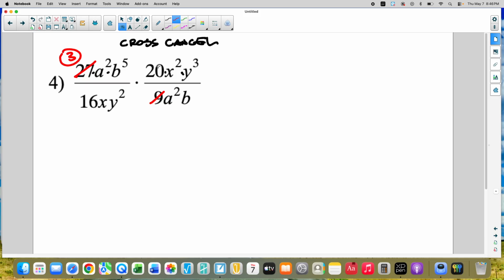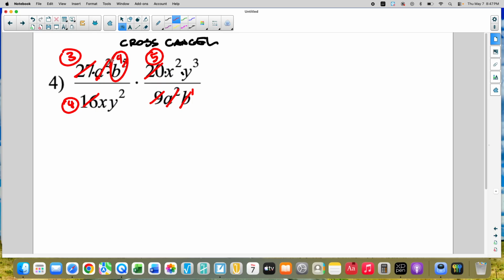We have 16 and 20. 4 goes into those. 4 goes into 20 5 times. 4 goes into 16 4 times. I have a squared here and a squared here, and that's going to be 1. I have a b here. I only have 1. That's to the first. And I have 5 of them here. So this becomes b to the 4th.